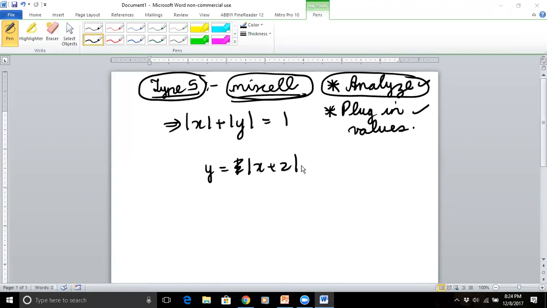Now, if y is equal to mod of x plus 2, obviously most of you will just jump the gun here and say y is equal to x plus 2 and y is equal to minus x plus 2. It's absolutely fine.